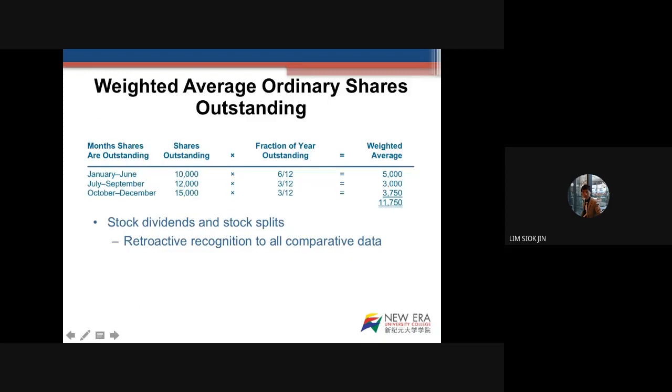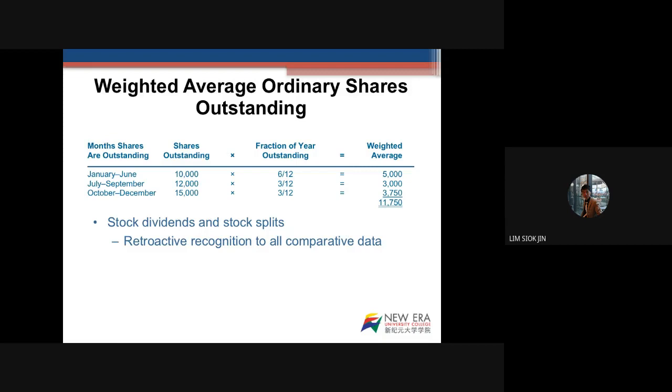For this page, we will understand a little more about what is meant by weighted average ordinary shares. You see, there are 3 compartments, 3 different time periods in the year: January to June, July to September, and October to December. January to June is 6 months. So out of 12 months in a year, for 6 months this company has 10,000 shares outstanding.